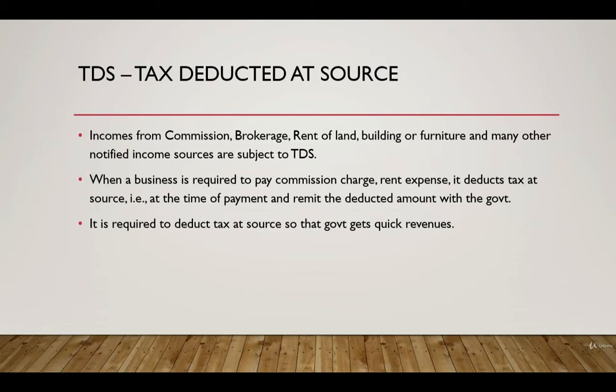Incomes like commission, brokerage, or rent of land or building are some common examples where TDS is applicable. There are other incomes as well on which TDS is applicable, but for the sake of simplicity and in order to understand the concept, I have just mentioned a few of the incomes. The objective of deducting tax at source, that is, at the time of payment, is that the government gets its revenue faster. That is the main motive behind TDS.